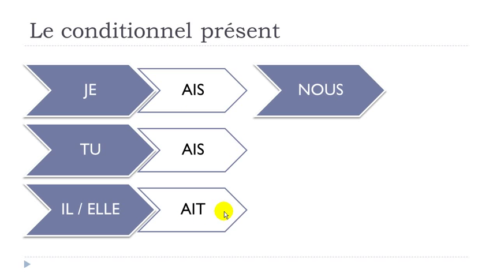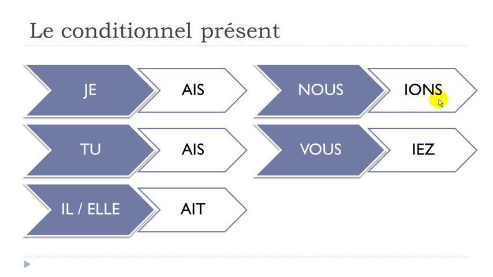So now let's see nous, and nous goes like I-O-N-S, okay? And it should be pronounced yon. Remember, final S is not pronounced. Yon, okay? Then for vous, it goes like I-E-Z, and it goes like ye, okay? Remember when you get this I before, it goes like ye, ye, ye, okay? So that's the reason why we had this yon here, and then ye.